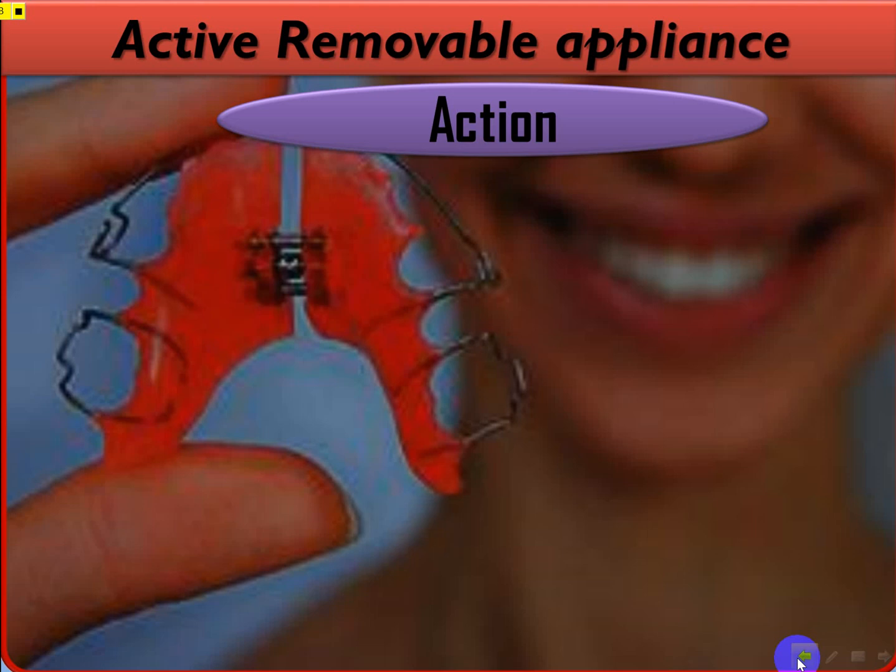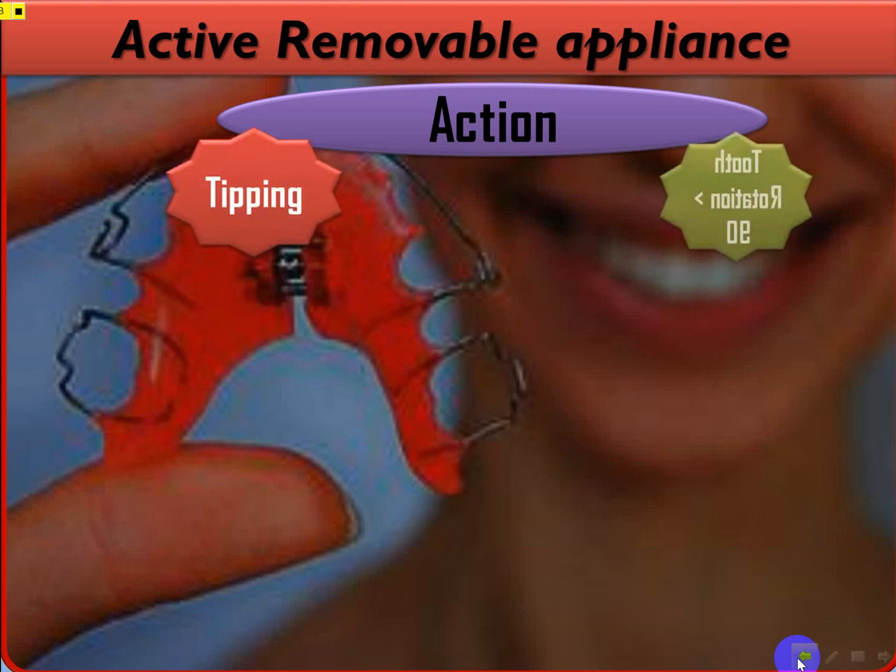The removable appliance can produce only tipping movement and rotation movement in less than 90 degrees. Only these two movements we can do by using a removable appliance.